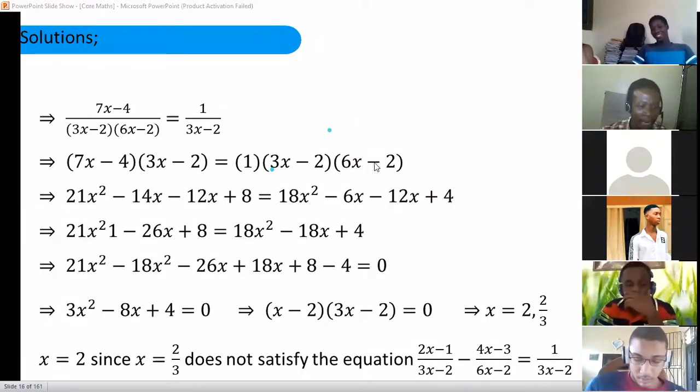3x times minus 2 is equal to minus 6x. Then minus 2 times 6x is equal to minus 12x. Minus 2 times minus 2 is equal to plus 4.